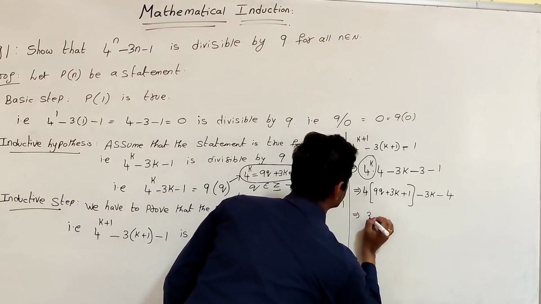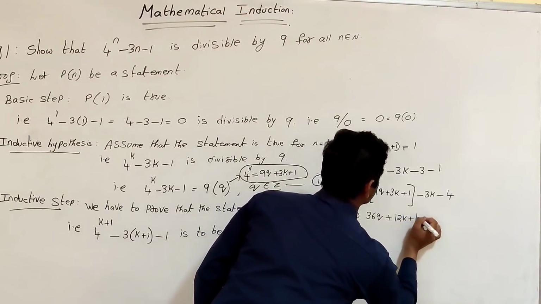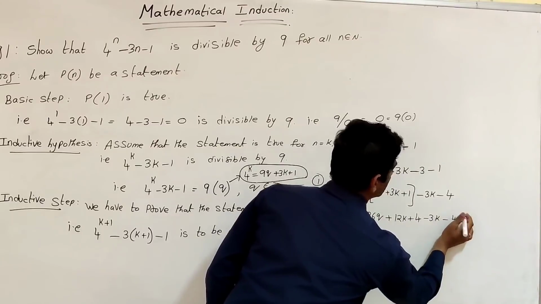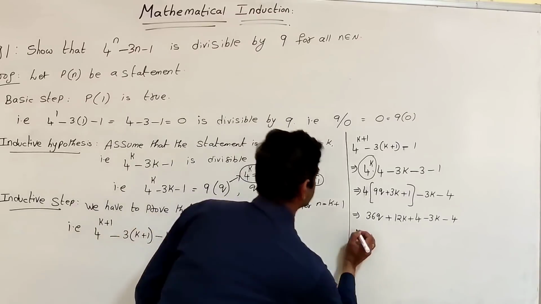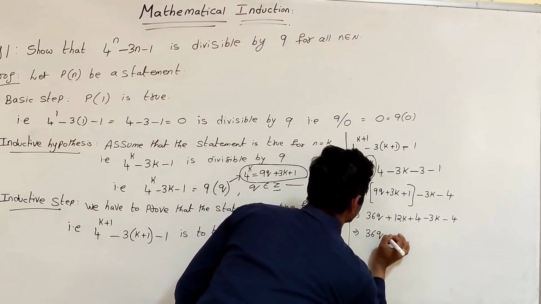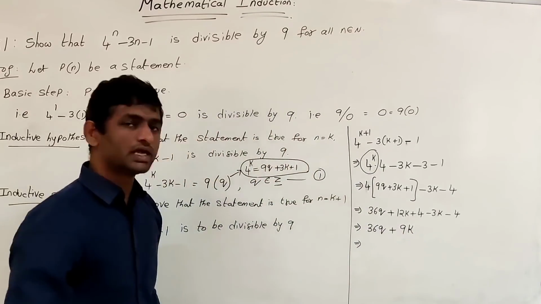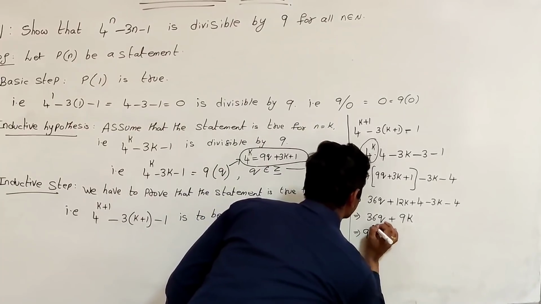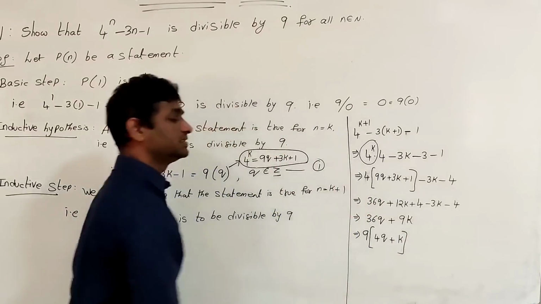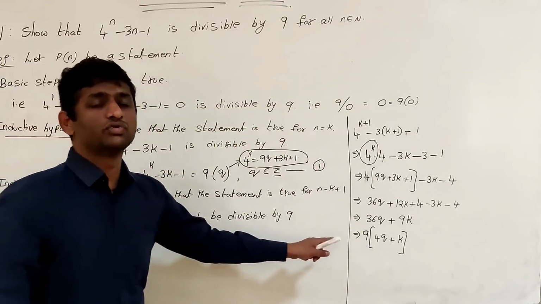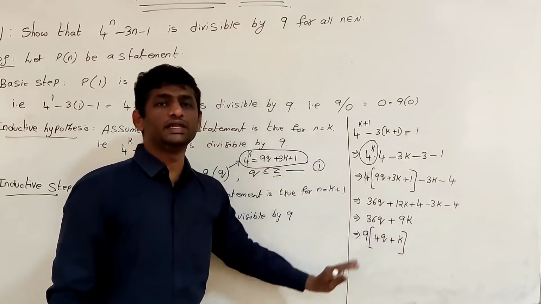So 36q plus 12k plus 4 minus 3k minus 4. So minus 4 plus 4 get cancelled. 12k minus 3k gives 9k. 36q plus 9k. And from these two terms we can take 9 common. So it will be 9 times 4q plus k. So again it is a multiple of 9. Means this term is 9 times of an integer.